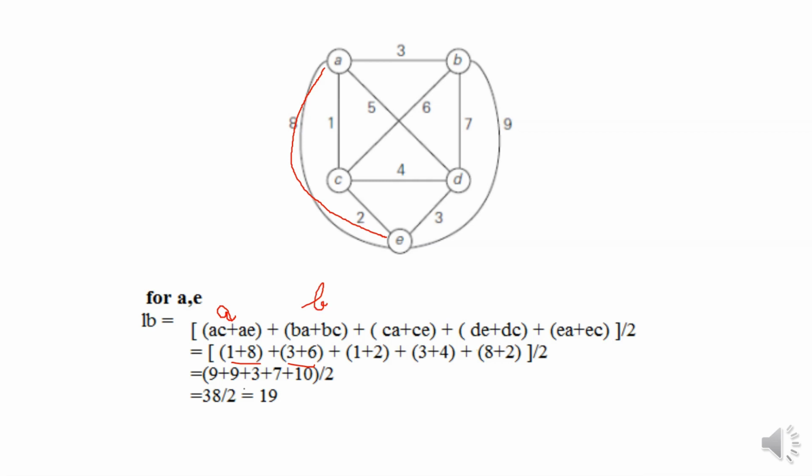Next for vertex C, I take 1 plus 2, the minimum 2. Then for vertex D, I take the least 2, that is 3 and 4. And for the vertex E, I have to take one edge weight as 8 and the other one I will take with the least one, that is 2. So this whole value divided by 2 is 38 by 2, that is 19.